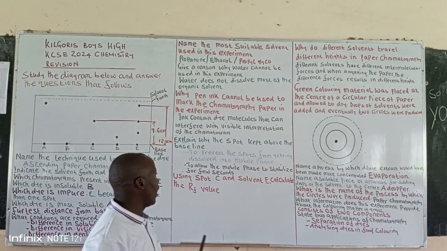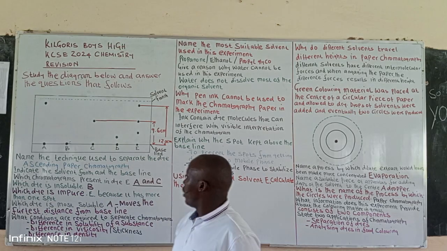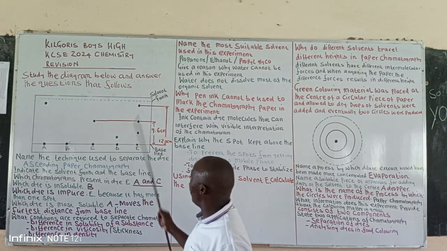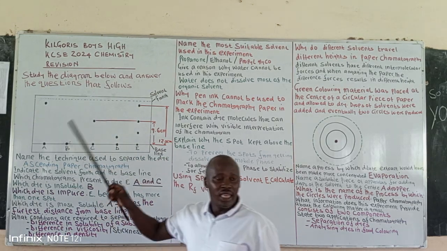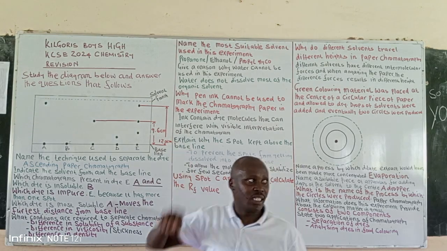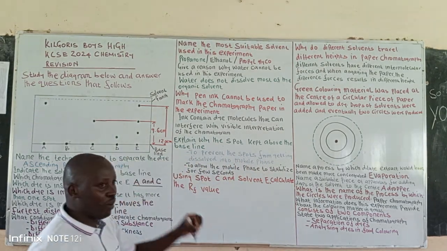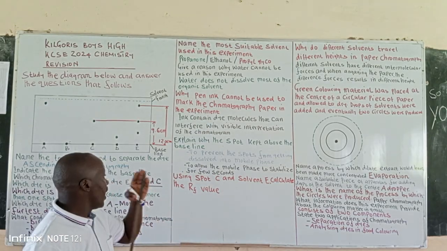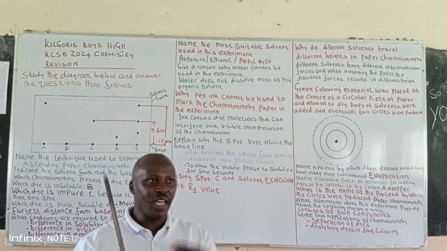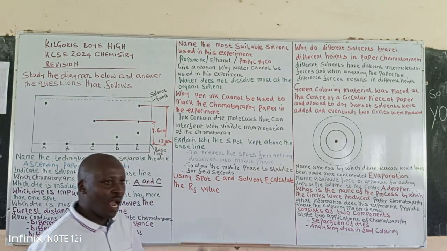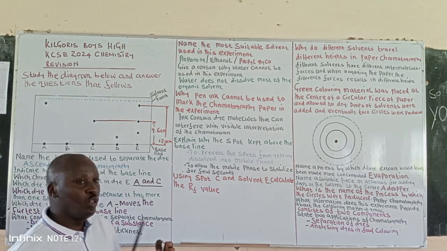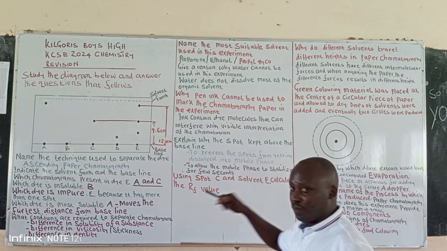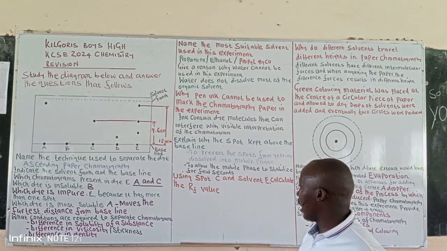Explain why the spots are kept above the baseline. As you can see, we have these spots here: spot D, spot C, and spot A. They are kept above the baseline. Why are they kept above the baseline? There are two reasons. One, to prevent the spots from dissolving into the mobile phase. Number two, to allow the mobile phase to stabilize for a few seconds. That is the reason why the spots are kept above the baseline.